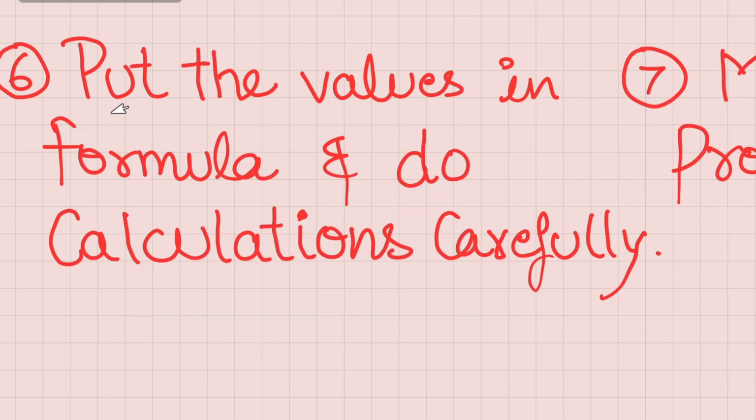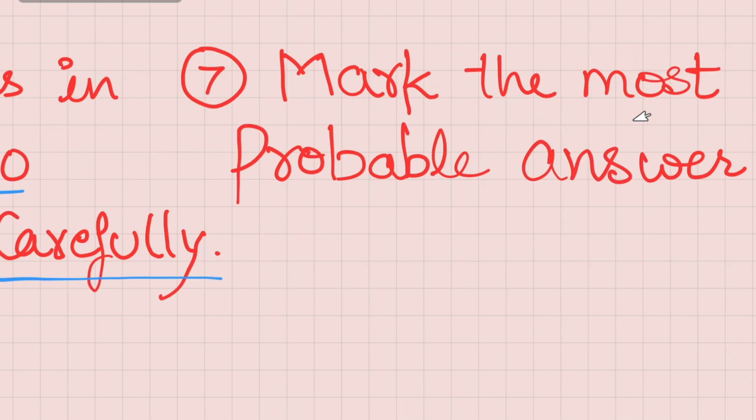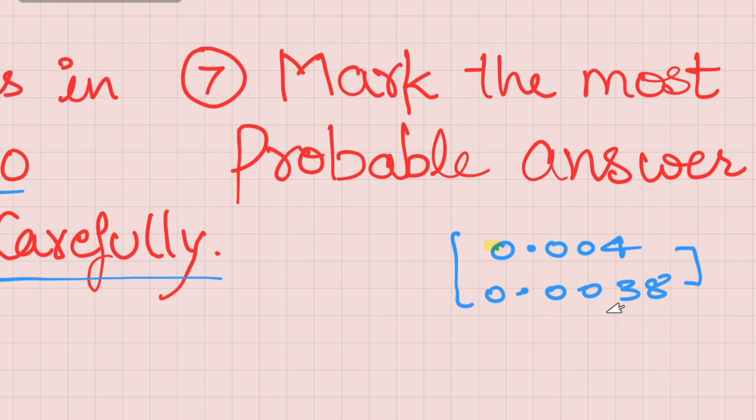Now the next step is to put the values in the formula and do the calculations very carefully, because calculation mistakes are silly mistakes. And finally, mark your most probable answer. Sometimes you do not need to find the exact answer, like if the options are 0.004 and 0.0038, then these two options are similar. Okay, so then you can answer by approximation.